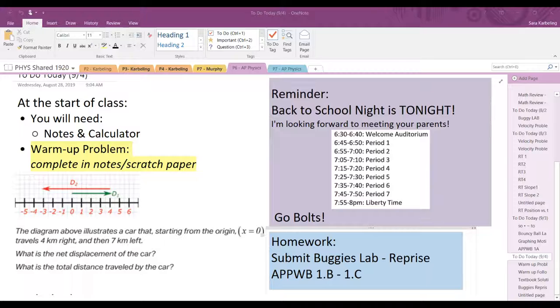So let's do this problem quick. It's not a big, scary one by any stretch, but let's make sure. So we got this little picture. The diagram above illustrates a car that starts from the origin at 0, travels 4 kilometers right, then 7 kilometers left. First question says, what is the net displacement of the car? Answer? -3 kilometers. Does that make sense?